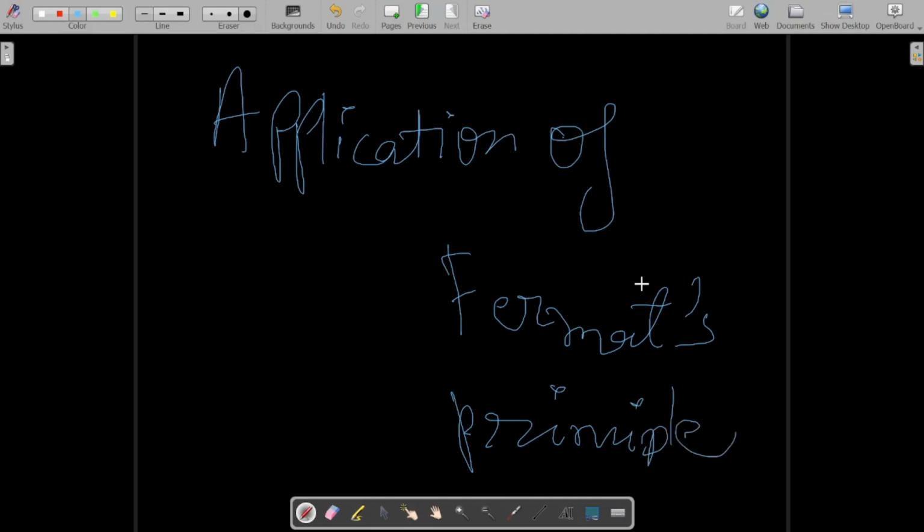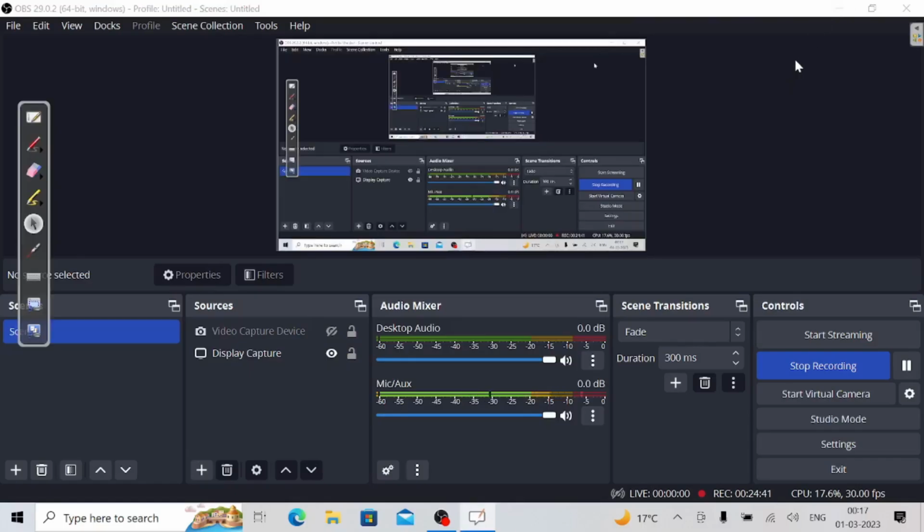Now the applications of Fermat's principle are over. All the applications of Fermat's principle are done. Now we will look at lens aberration in the next class.